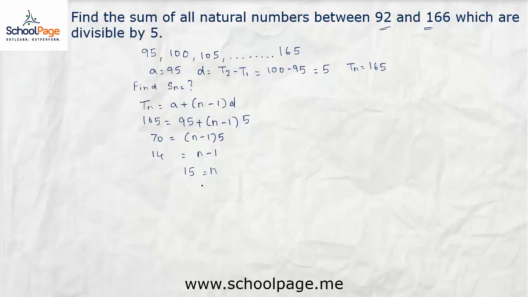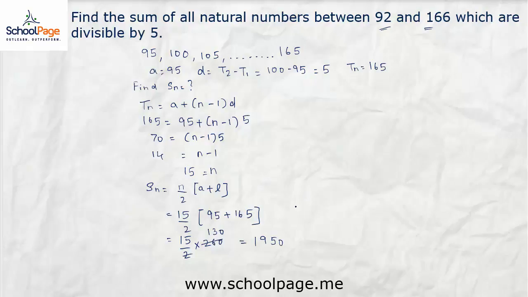Now we have the number of terms as 15. For finding out Sn, we use the formula n by 2 into a plus l, because we know the last term is 165. Substituting, we get 15 divided by 2 into 95 plus 165, which is equal to 15 divided by 2 into 260. Solving this, we get the answer as 1950. So the sum of all the natural numbers between 92 and 166 which are divisible by 5 is 1950.